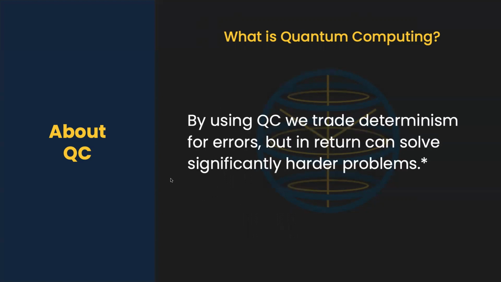Bottom line is, by using QC, we trade determinism for errors, but in return, we can solve significantly harder problems. And that asterisk is there just because the theoretical advantage, let alone the physical, actual implementation, is difficult to prove conclusively. And for a lot of problems, it's an open question. So take everything we say about quantum computers, the future, with a grain of salt, because everybody hopes that's true, but it's really hard to actually mathematically prove that, and not even talking about physically implementing it.